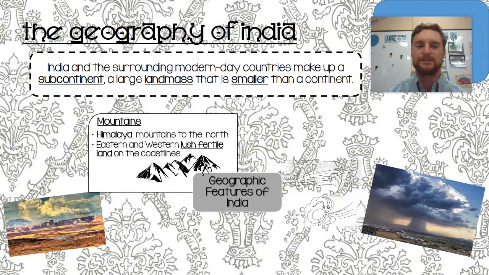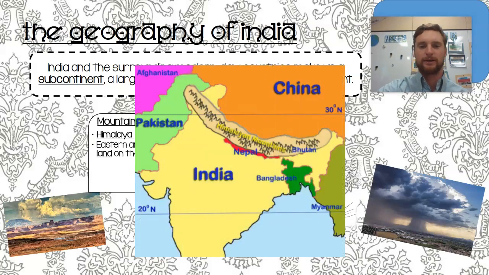Now we have some mountains in India. We have the Himalayan mountains to the north, and eastern and western, lush, fertile land on the coastlines. So right there, we have some Himalayan mountains, some really tall mountains. And that's a great land barrier between India and China.